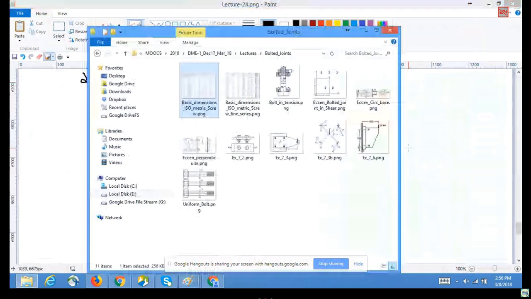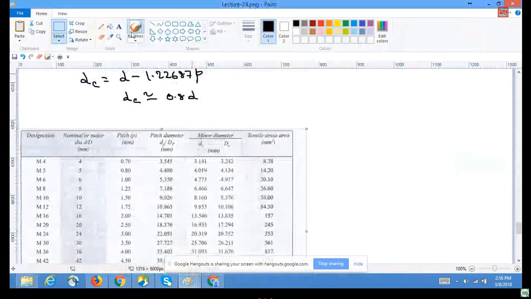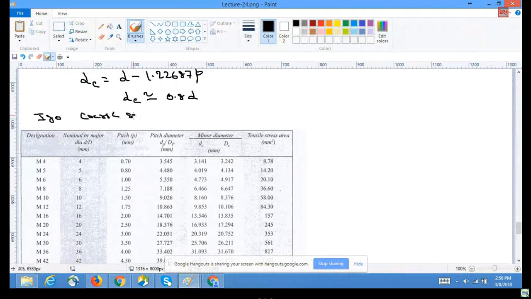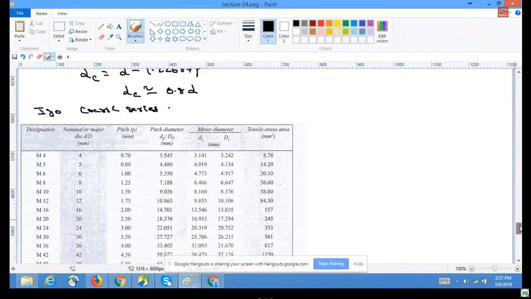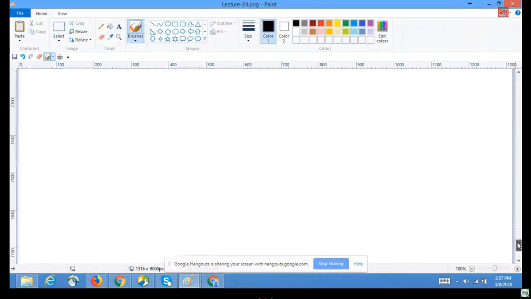This is for the coarser series. These are some ISO recommendations and their designations. So these are different grades of the bolts with different diameter, pitch, and pitch by diameter ratios, and the corresponding tensile area is given in this for the different calculations. Similarly, there is also a fine series.